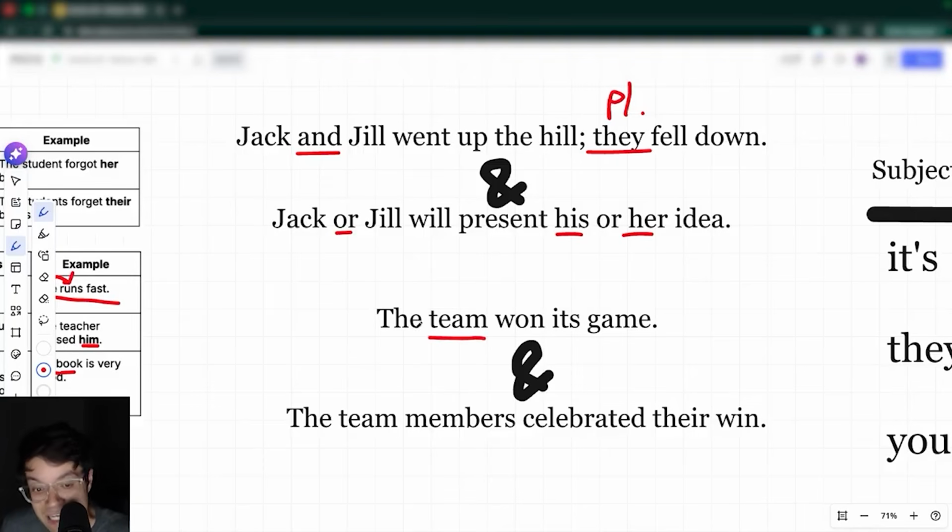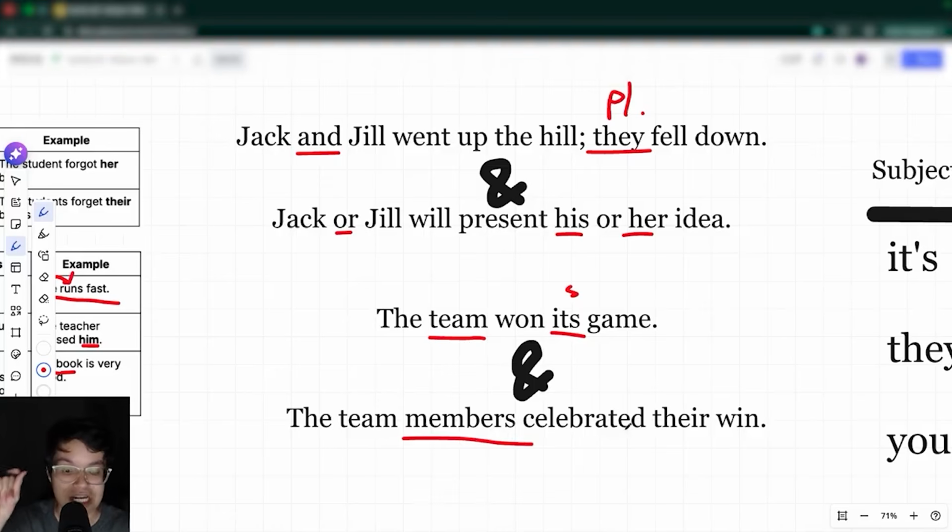This here says the team won its game. Its would be a singular pronoun, meaning because there's only one team. Even though the team is made up of multiple different people, there's only one entity of the team. That's only one thing. Meanwhile, if we said here the team members celebrated their win, now that goes to being multiple because we have members here.